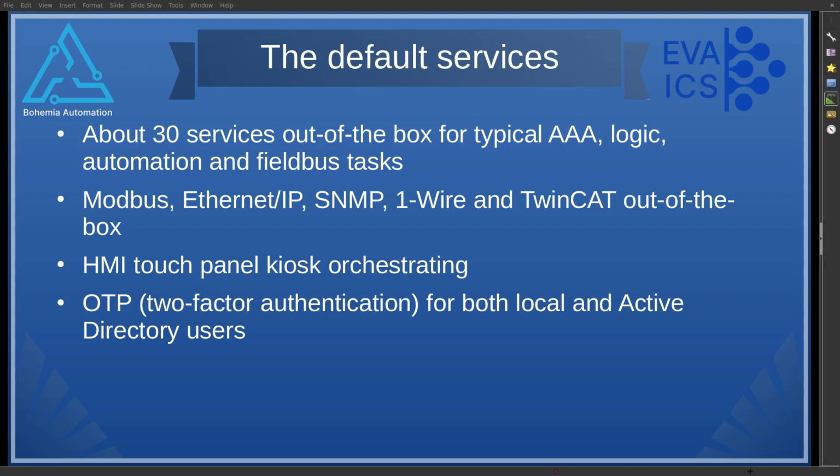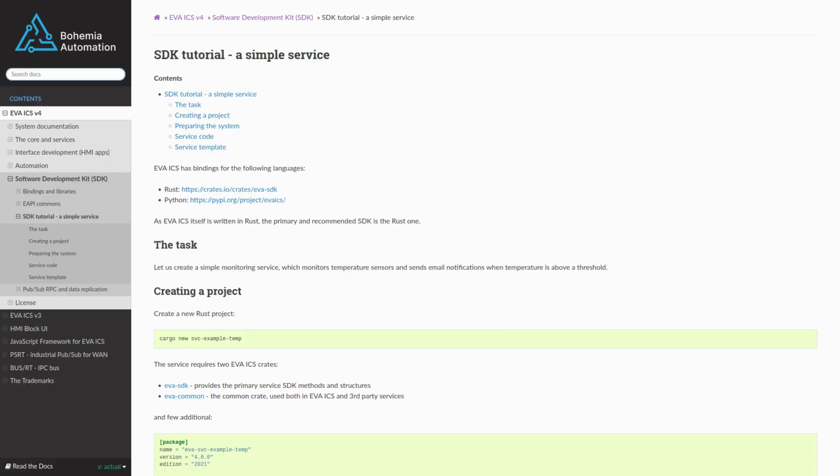There are lots of services out of the box which provide authentication, logic, and field bus connections. Custom services can be developed with the EVA ICS version 4 software development kit. Currently, there are kits for Rust and Python. And there is an article in our Infosys about actually building a custom service from scratch.